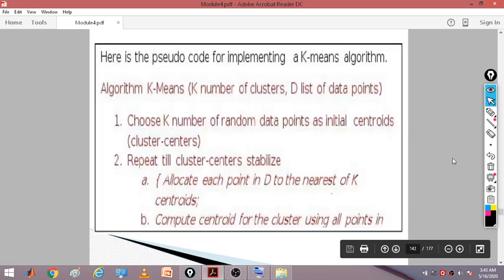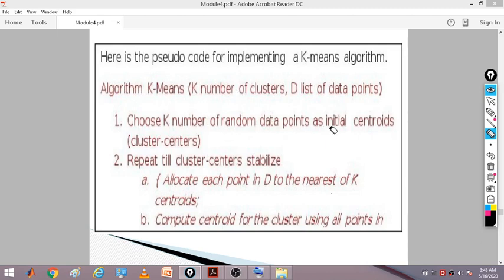Now this is the pseudocode, where the algorithm comes in. Choose k number of random data points as initial centroids. Repeat till the cluster center is stabilized: allocate each point in D to the nearest of the k centroids, then compute the centroid for the cluster using the data points.